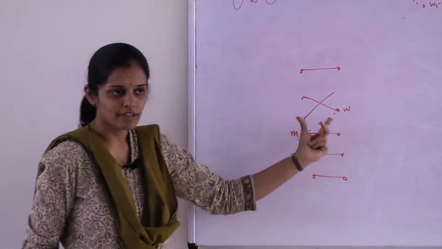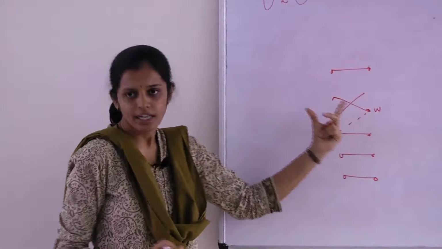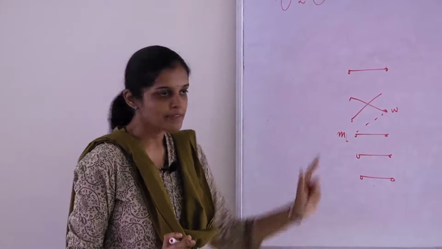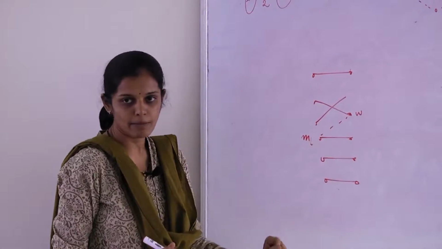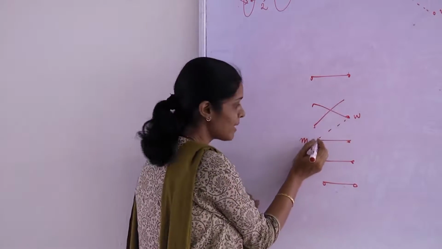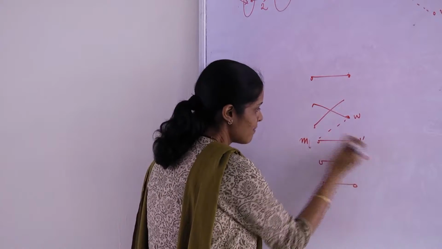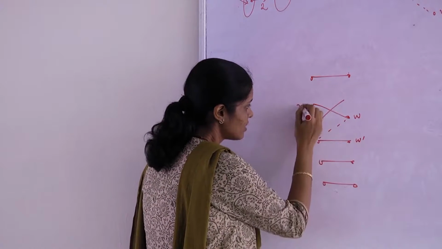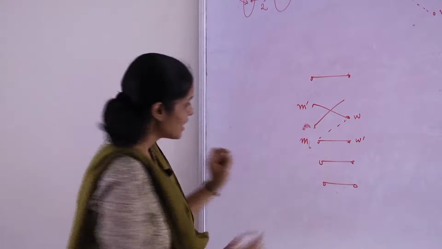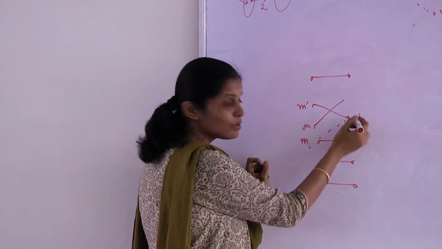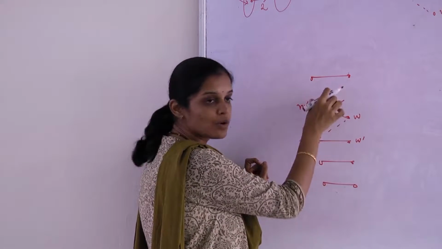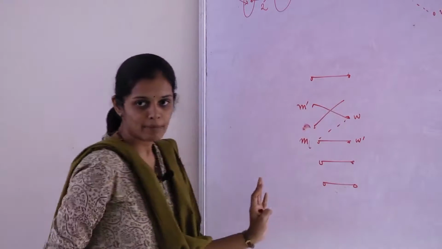Let's ask, if this unmatched pair was there, it certainly is a candidate for becoming an unstable pair. Can it be an unstable pair? So when will it become an unstable pair? When M prefers W more than W prime, as well as W prefers M more than M prime, is when it will become an unstable pair.